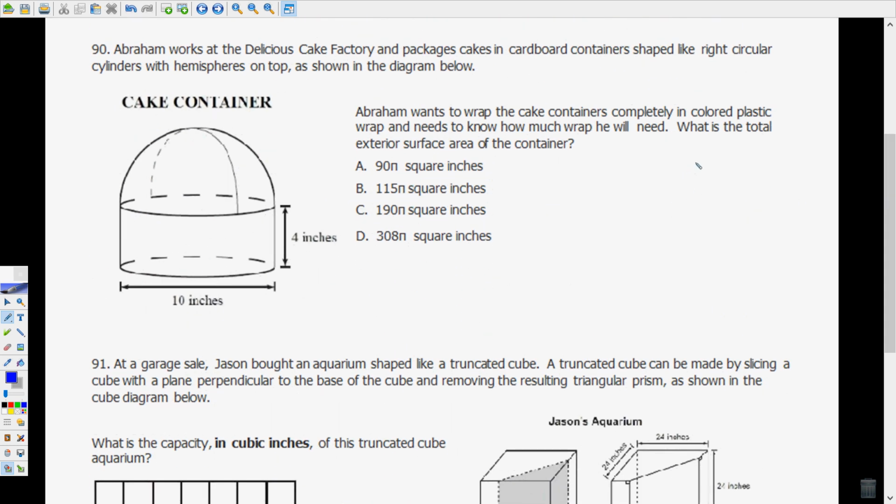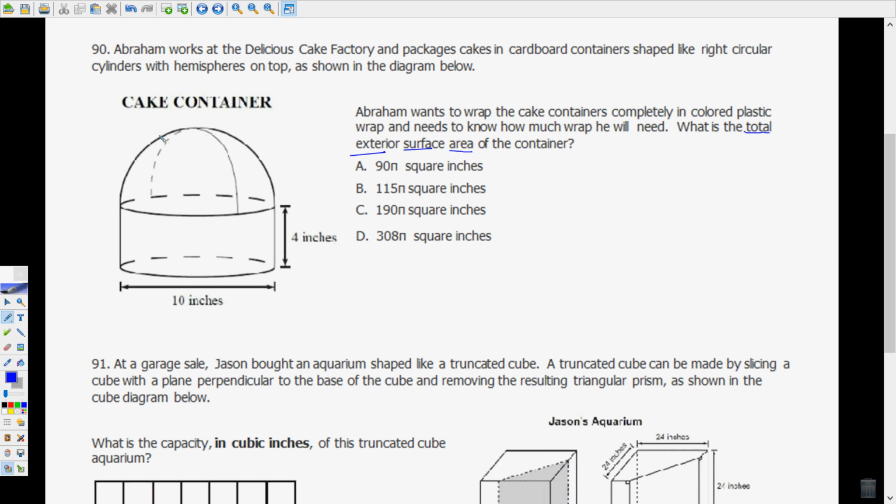All right, number 90, Abraham works at the delicious cake factory. Yum! And packages cakes in cardboard containers shaped like right circular cylinders with hemispheres on top, as shown in the diagram below. Abraham wants to wrap the cake container completely in colored plastic wrap and needs to know how much wrap he will need. What is the total exterior surface area of the container?